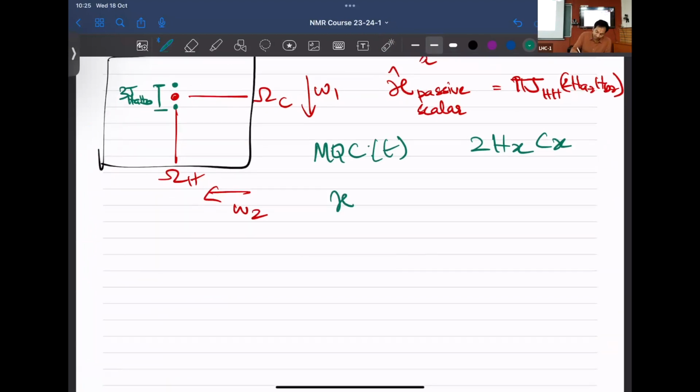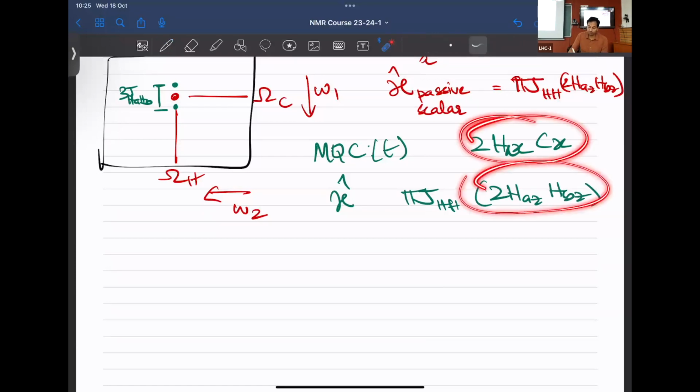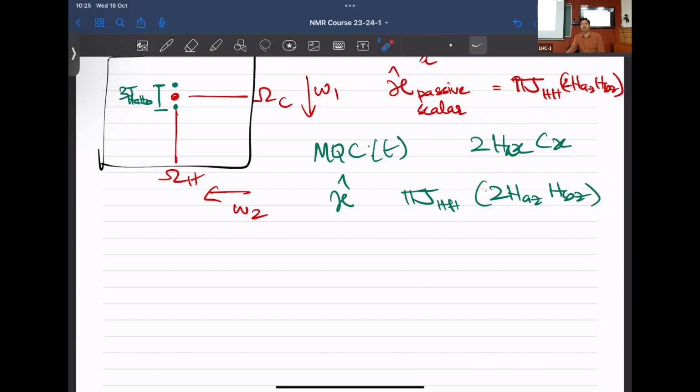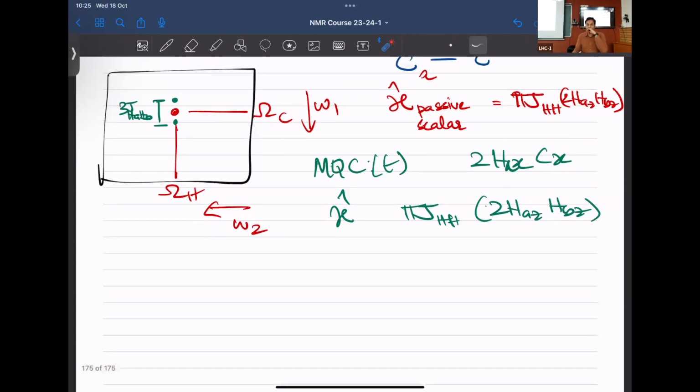And now the Hamiltonian for this passive coupling is pi J HH, 2 HAZ HBZ. Do you realize these don't commute anymore? Therefore, it will evolve. So proton-proton scalar coupling will evolve when carbon chemical shift is evolving. Therefore, the carbon will be split by the proton-proton coupling. Yes, slightly complicated, but yeah. The difference corresponds to the proton-proton coupling in the carbon spectrum. That's correct. In the carbon dimension, it's a carbon-proton spectrum. Okay.